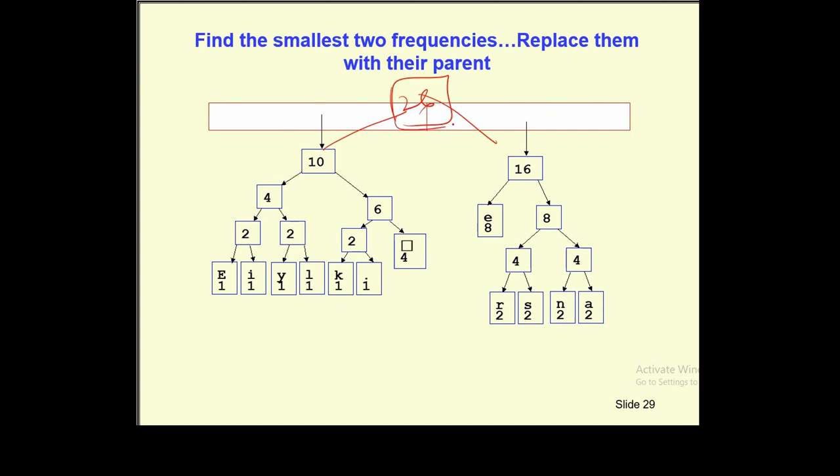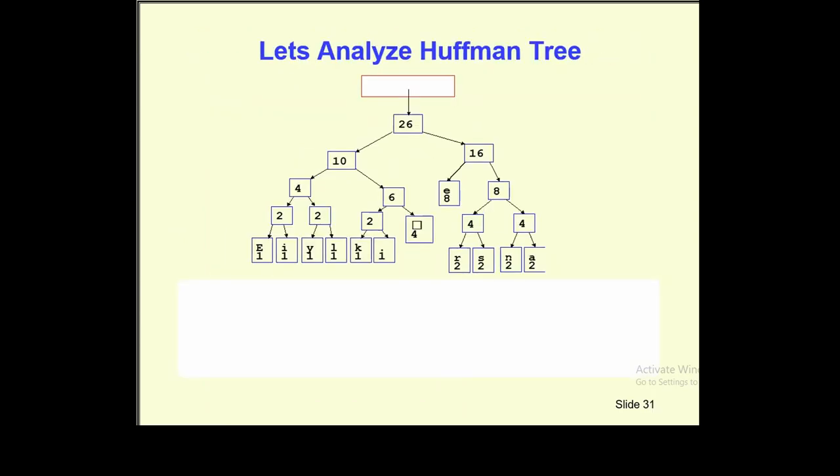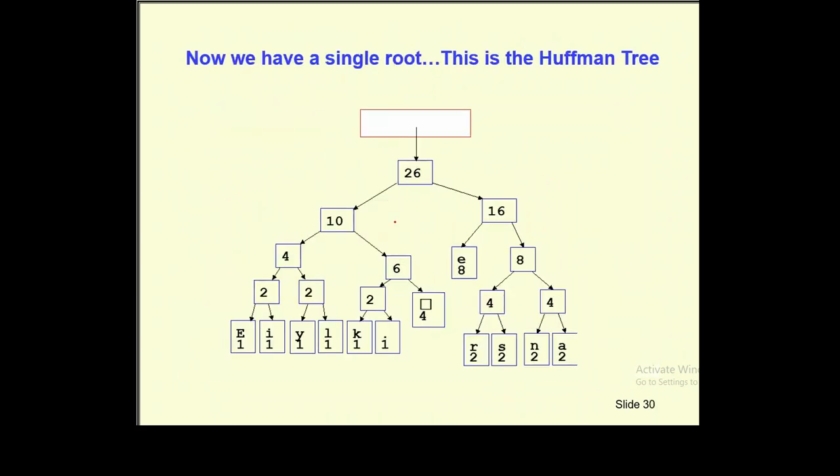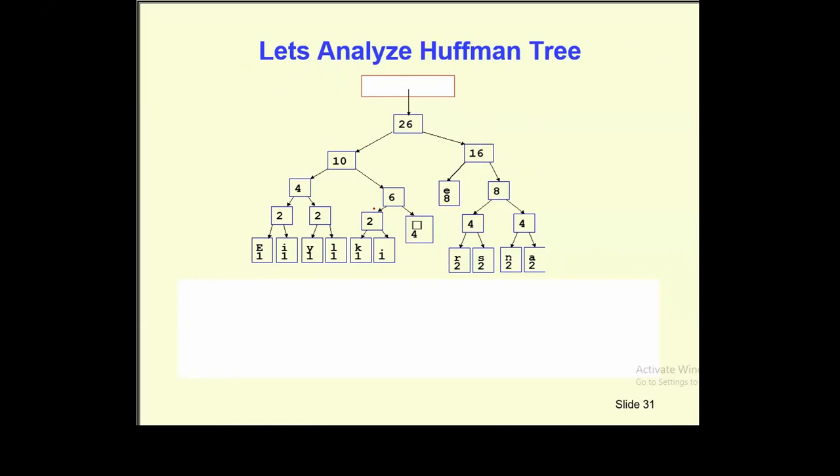So 26 is basically the total number of characters in the particular string or the particular input. Here in that particular string, there are 26 characters. This will be the Huffman tree after the merging process.